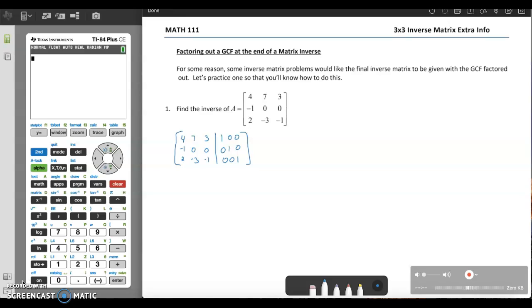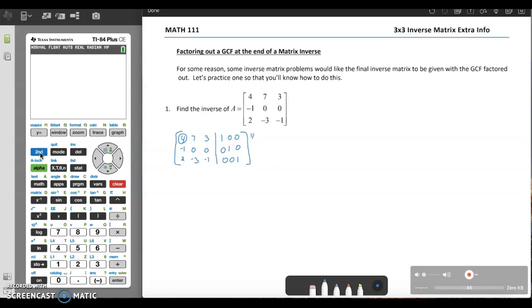So I've already taken my A and I've augmented it with the identity matrix, and we're going to go ahead and row reduce this. I also have already put this augmented 3 by 6 matrix in my graphing calculator. So go ahead and take a second, pause, and do that in order to get started here. Now we want to row reduce this matrix, so I need to start by turning this 4 into a 1.